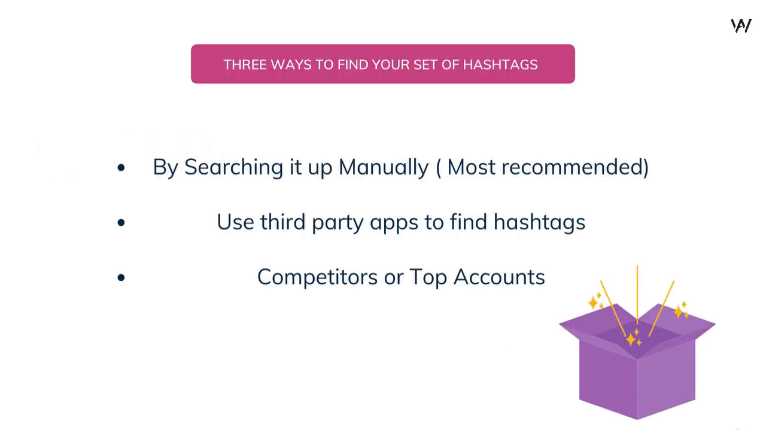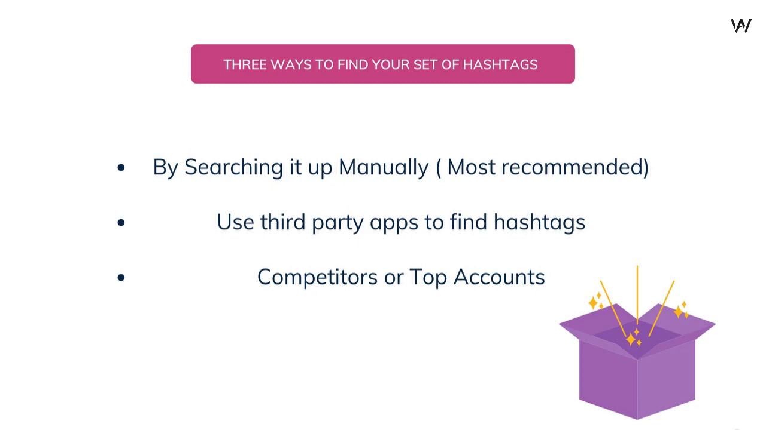And as you can see on the screen, the third way to find the right set of hashtags is to go to your competitors or to the top accounts of your niche and use the best hashtags that work for them. So let me give you an example. Let's take the same example of the motivational quotes niche.